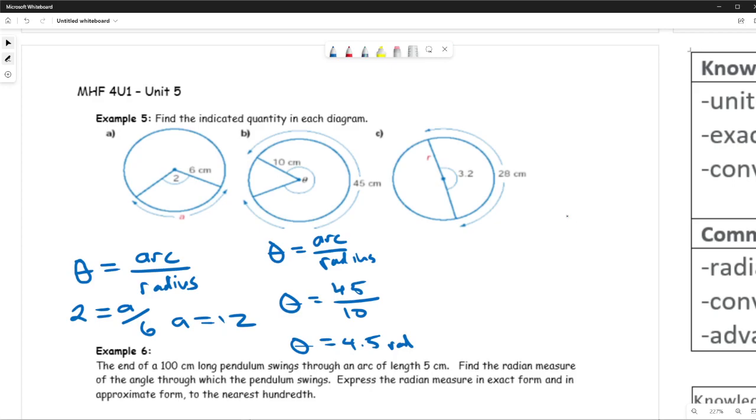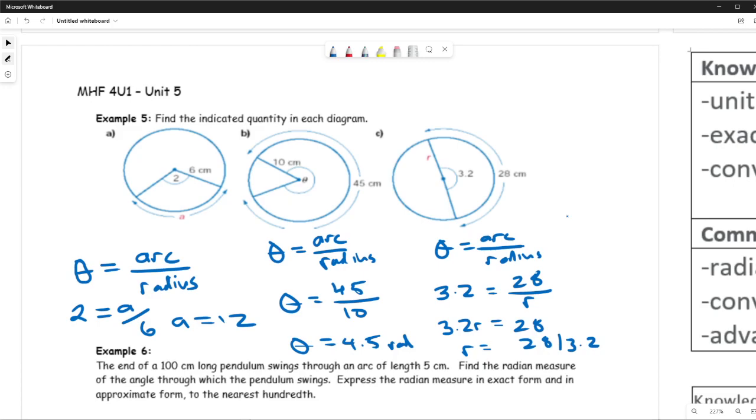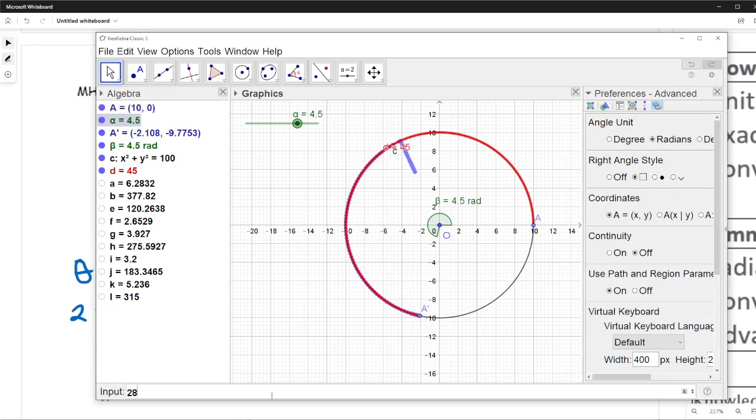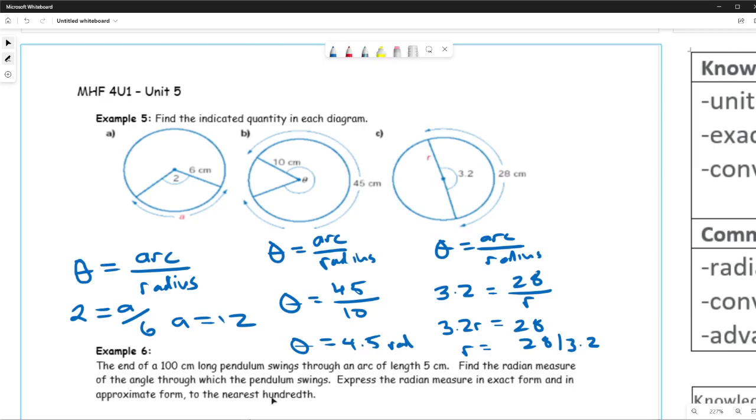Last one, suppose we don't know the radius of the circle. We know theta equals arc over radius, and theta is equal to 3.2, and the arc is equal to 28, but the radius is unknown. So we go 3.2r equals 28. R equals 28 over 3.2. Let me just calculate that quickly. 28 divided by 3.2, I get 8.75. So I'll just write it up here, 8.75.